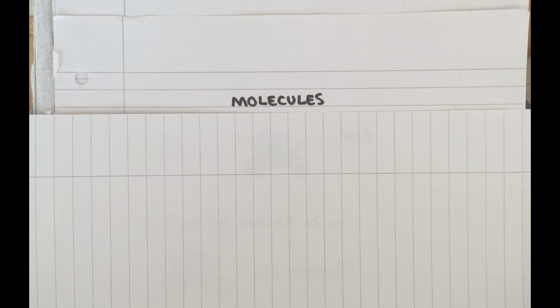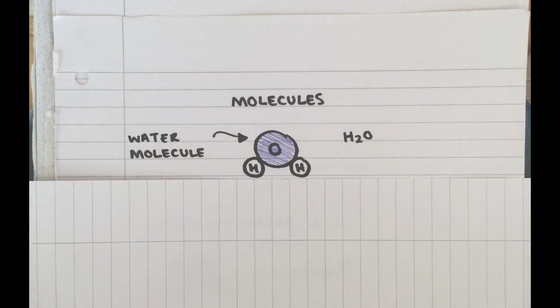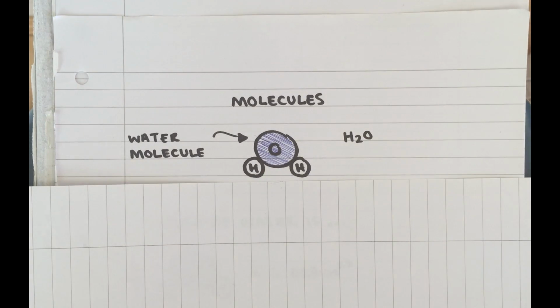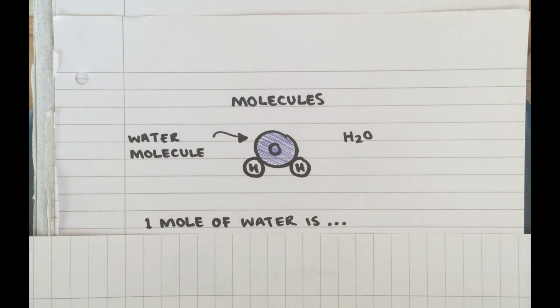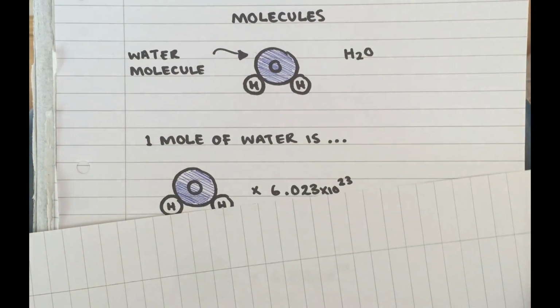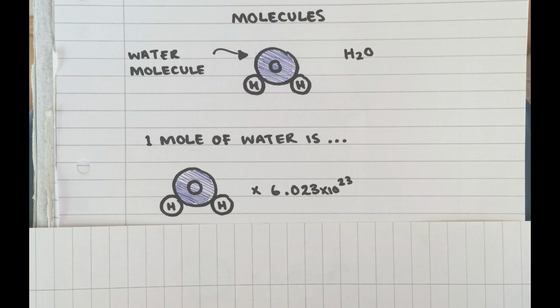The same works again for molecules. So here I have a water molecule which has the formula H2O. So if I say that I have 1 mole of water, that is the same as me saying that I have one of my water molecules times by 6.023 by 10 to the 23.